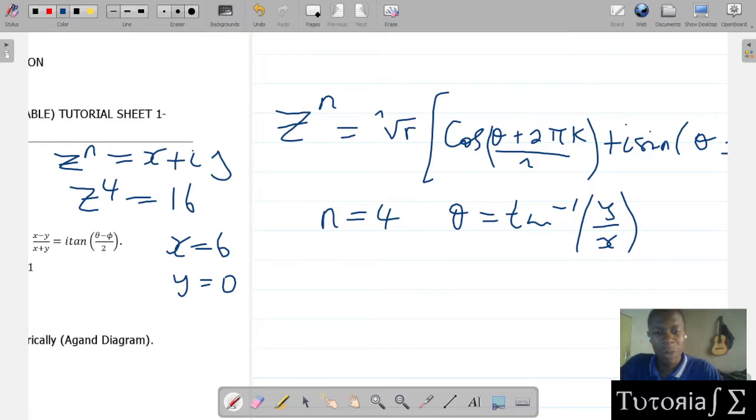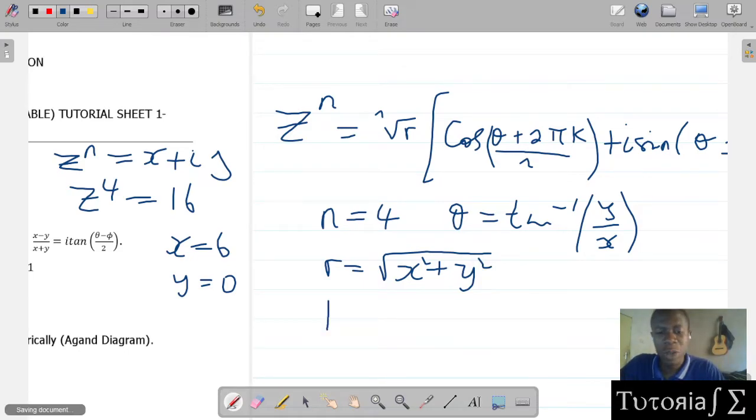Then we find our r. Our r is equal to the root of the real part squared plus the imaginary part squared. All right, then what else? We also need to find the values of k. We arrange from k equals 0, 1, and the last number should be n minus 1.